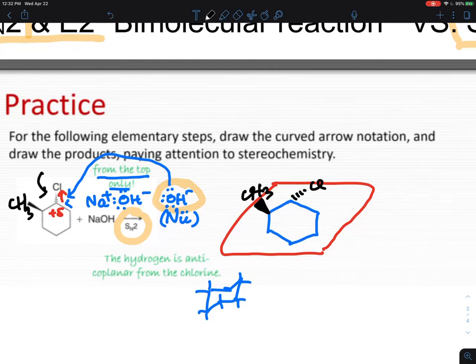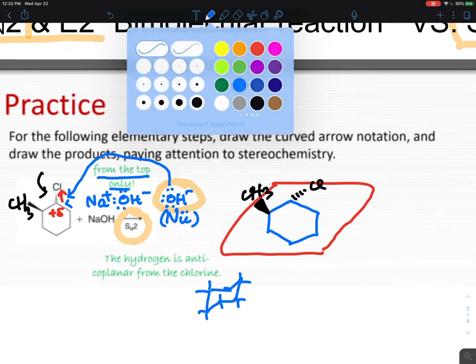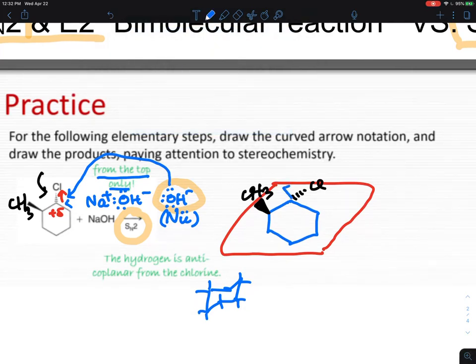So what about the other ones? I'm going to put the same color here. This means that you have a hydrogen that is coming like this, and you can see that hydrogen shown in this notation on the left.